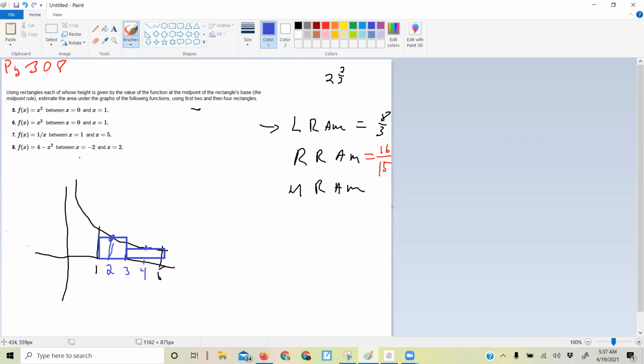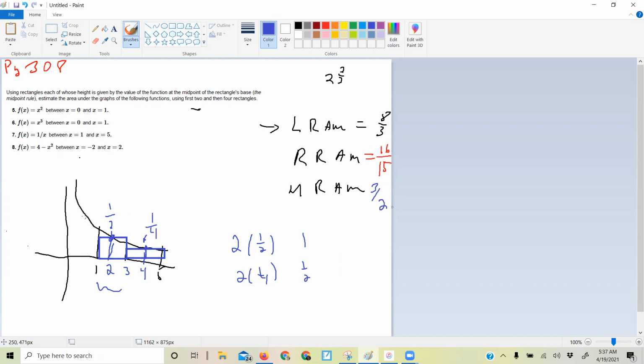So let's see, that's at 4, right? So 1 over 4 is that height, and 1 over 2 is that height, and they're still 2 wide. So 2 times 1/2 and 2 times 1/4 is 1 and 1/2, so that's 3/2.